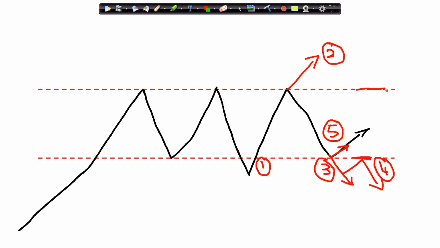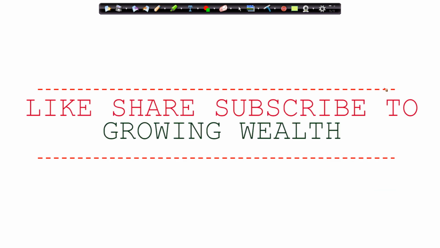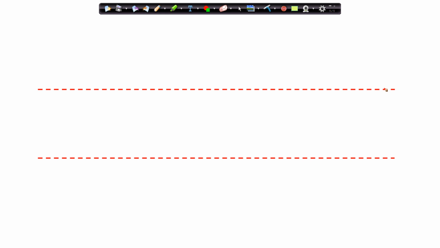So there you have it, guys. How to properly identify reversal chart patterns and how to trade consolidation patterns like this. So I hope you have gained new trading insights and strategies, and may these strategies help to enhance your trading portfolio and journey along the way.